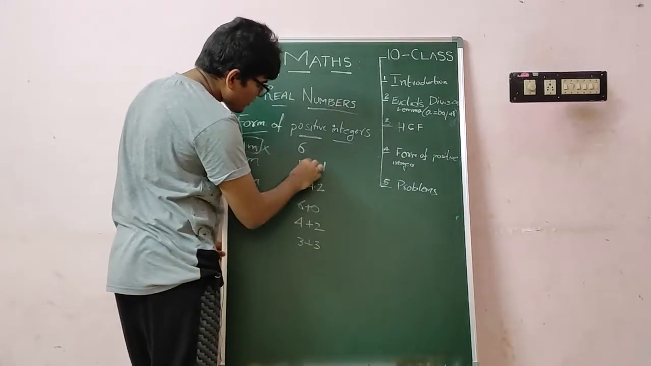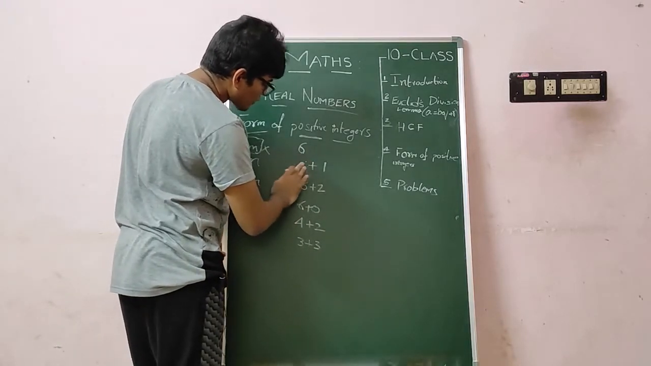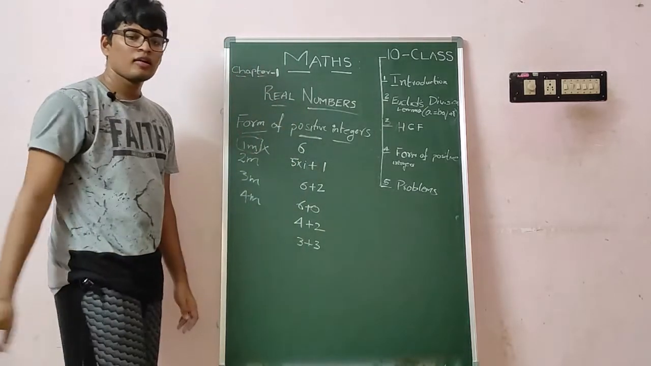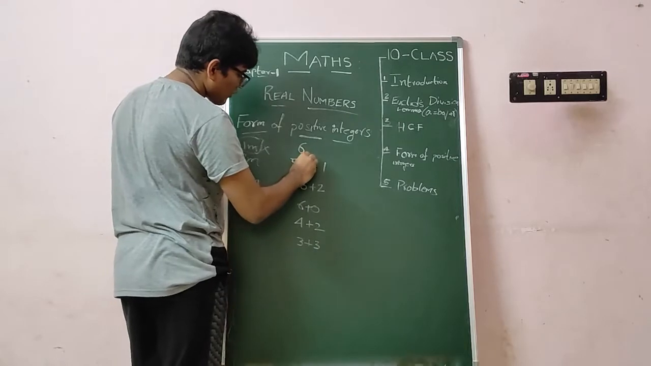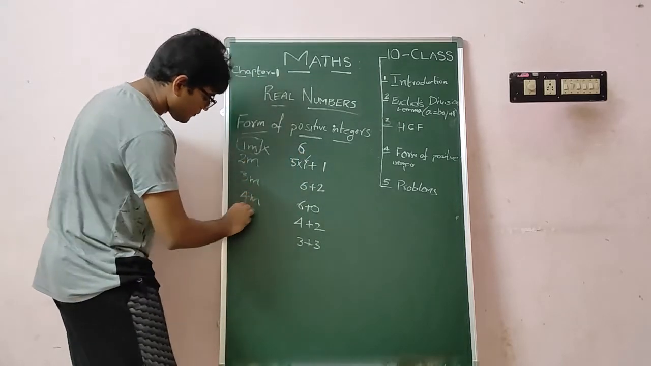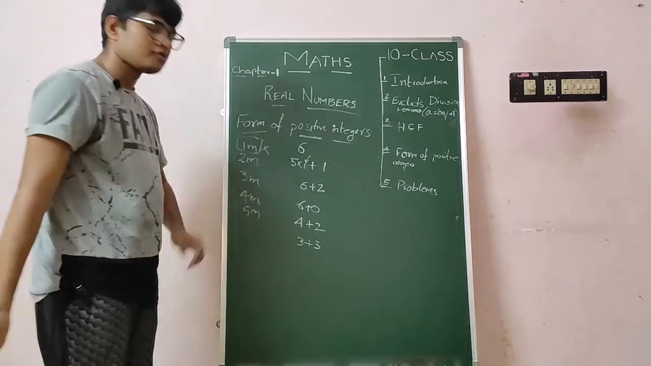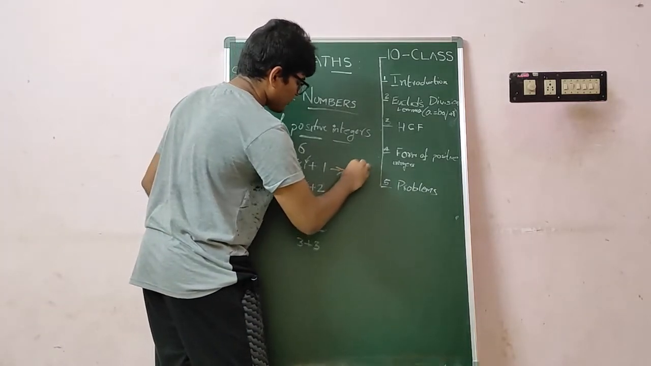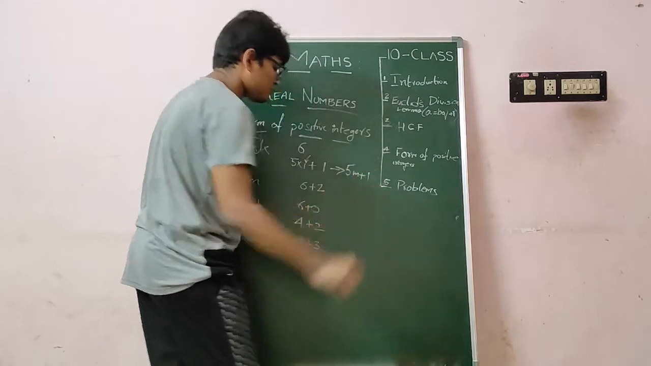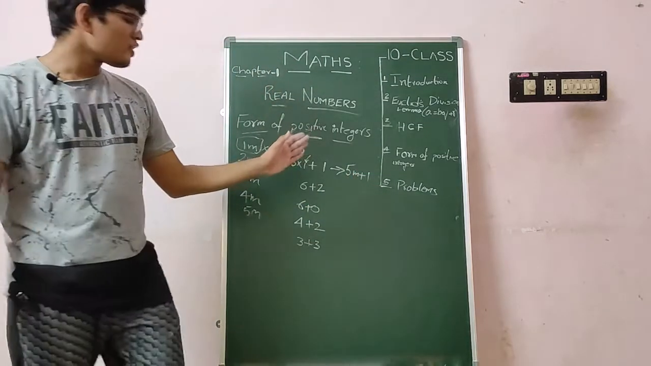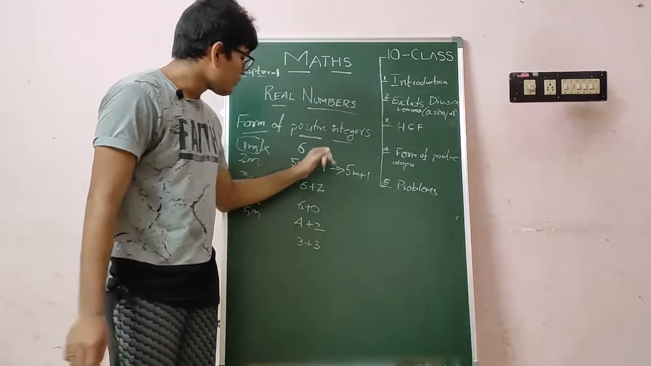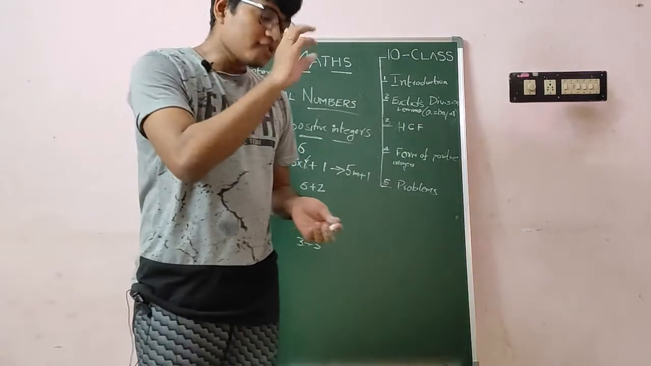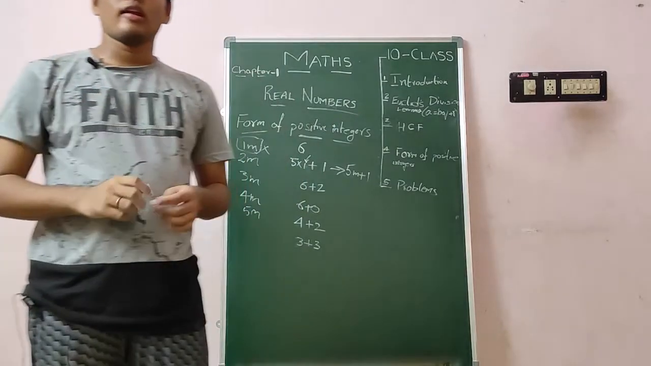Now what is this? Here you can see 5 plus 1 means we can also write 5 into 1, where 1 is our m. If we take 5m, this 1 is m. So 6 can be written in the form of 5m plus 1. Is it correct, students? If you substitute m equal to 1, can we get 6? Yes. So 6 can be written as 5m plus 1.